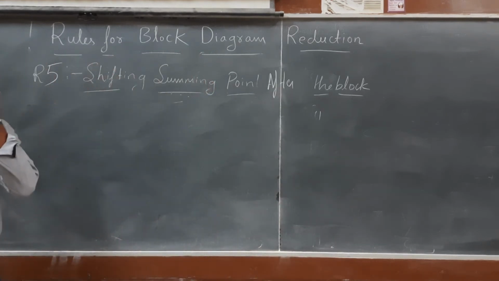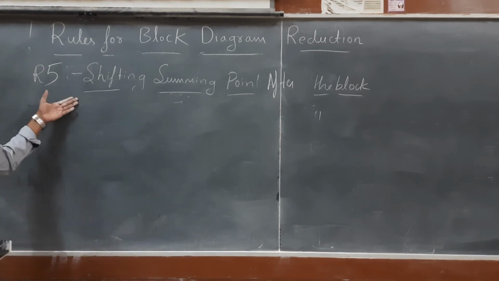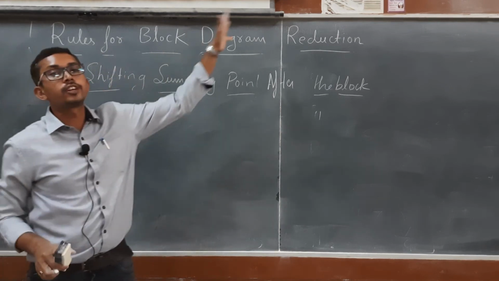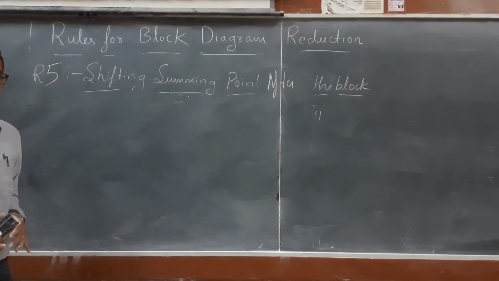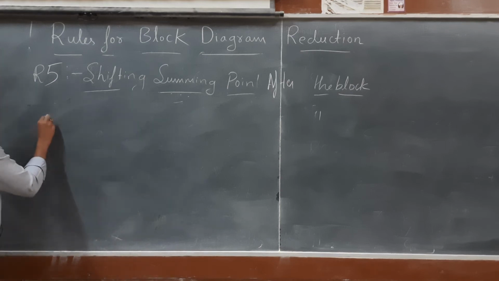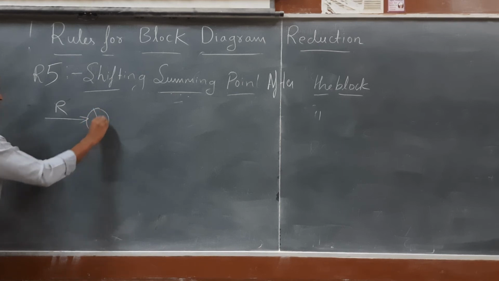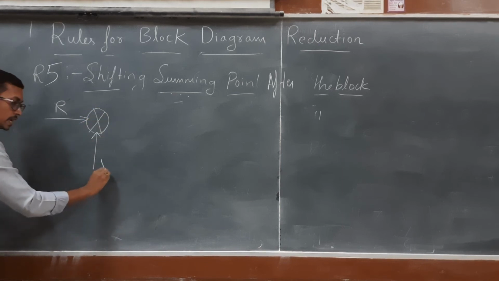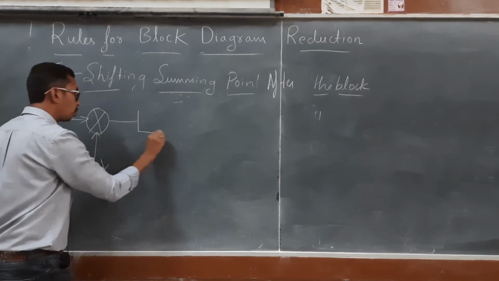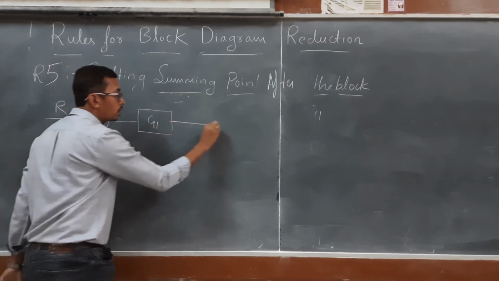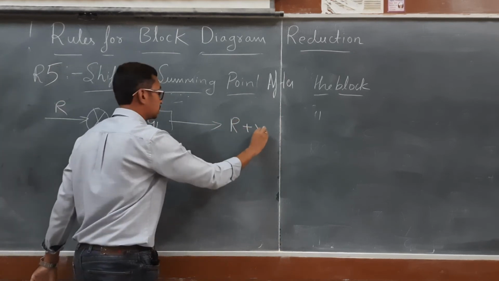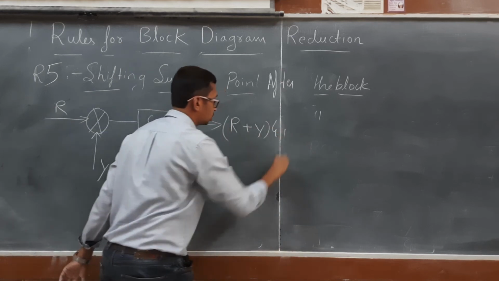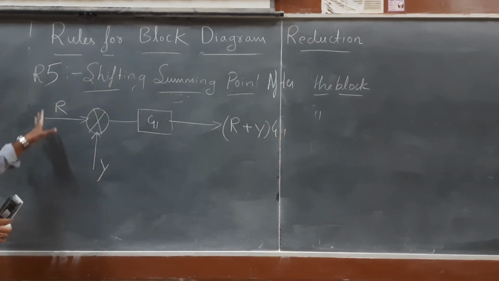Okay, rule number 5: shifting the summing point after the block. What is the condition? Let us consider a situation where R is the input and I have a summing point with Y as the input, and I have a block with G1. What will be the output from this one? It will be R plus Y into G1. This is the output from this situation.